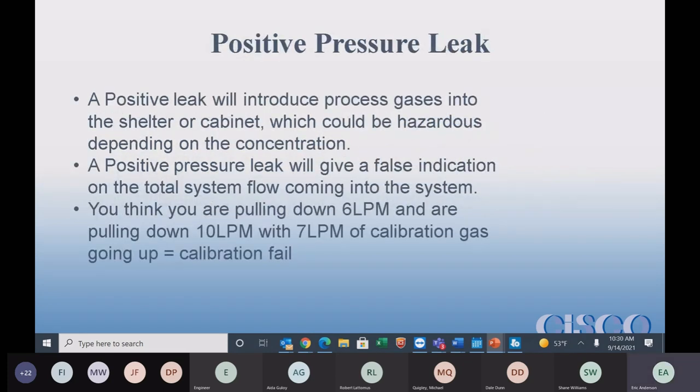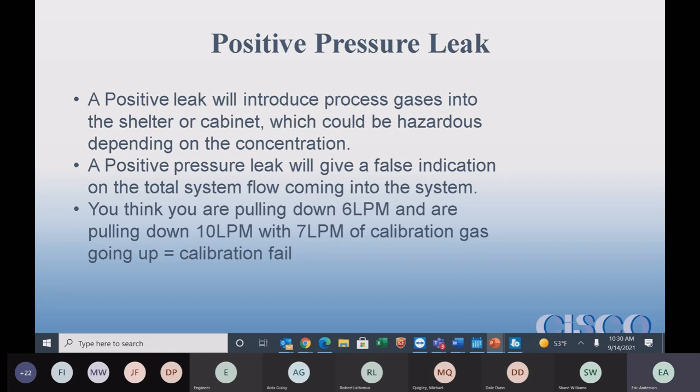Positive pressure leak. Again, it'll introduce process gases into the shelter or cabinet, which could be hazardous depending on concentration. You know, we're seeing more and more ambient monitors in the shelter, oxygen, carbon monoxide. So it's becoming more popular to monitor the gases inside the shelter there. You know, some people are in there for hours, and it could be hazardous to your health.